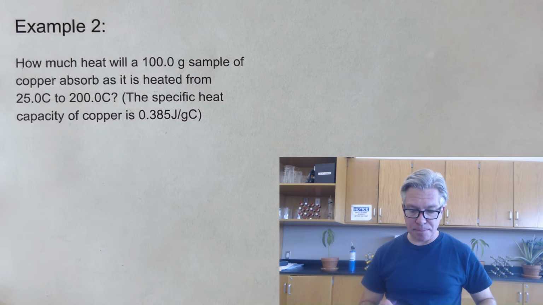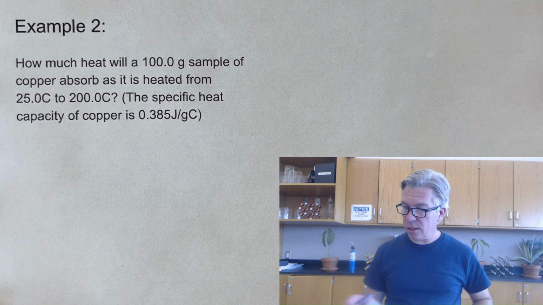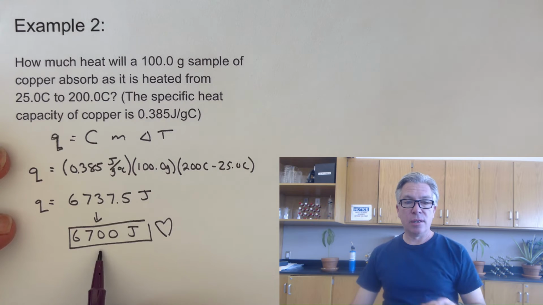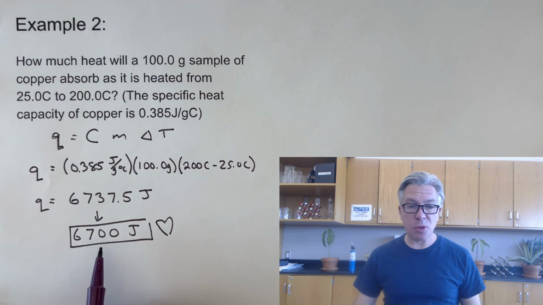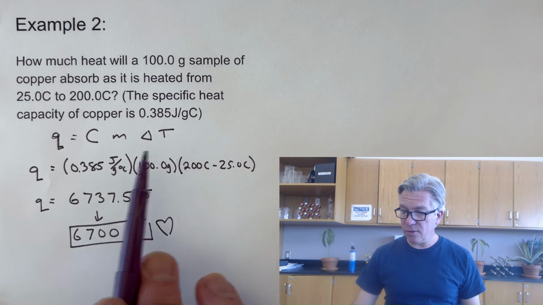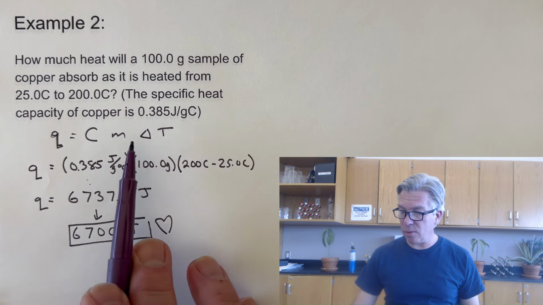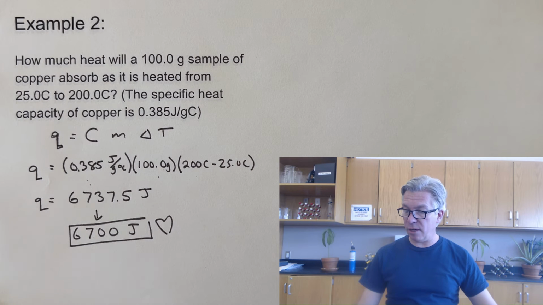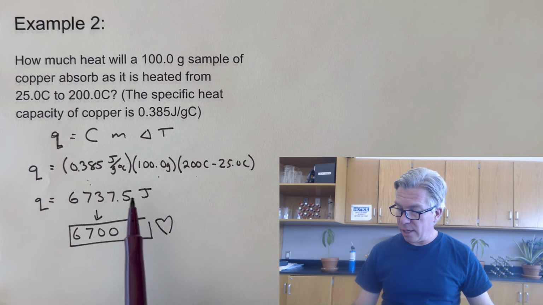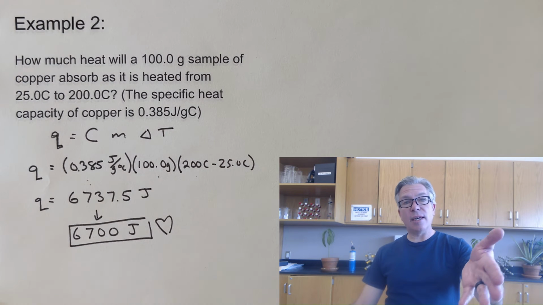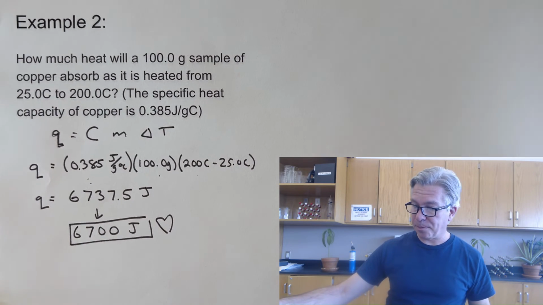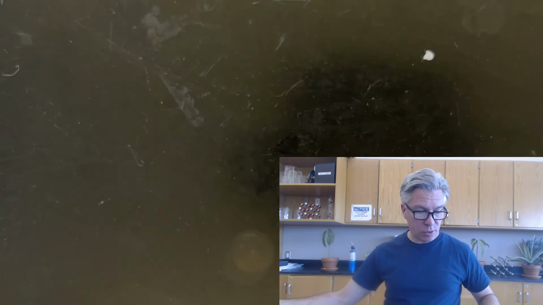All right, excellent. So when I did this problem, I got a solution of around 6,700 joules, or 6.7 kilojoules. Heat capacity goes in, the mass was 100, and we had 175 degrees of temperature change from 25 up to 200. So it came out to 6,700. So if you were able to get that, congratulations, you're doing wonderful, and we're off to a great start. Okay, we'll do a couple more quick examples.